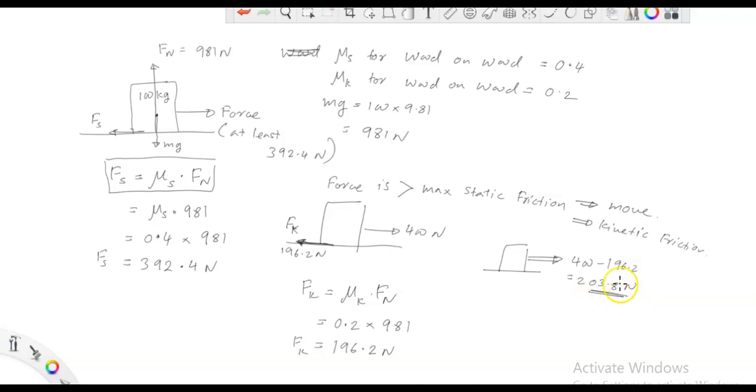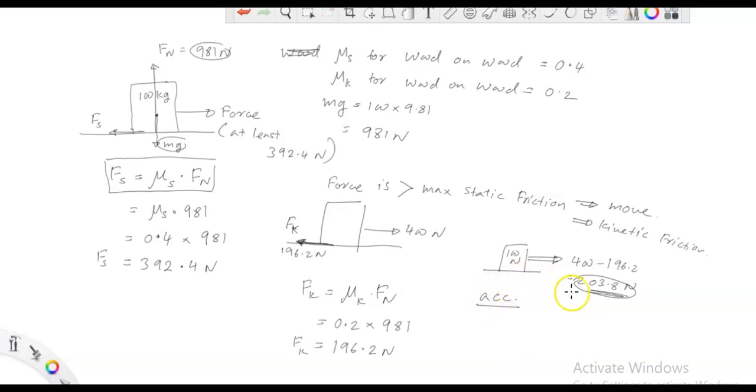Now what's going to happen? You have a net force acting on an object. Once we subtract the two forces, the applied force and the friction force, we don't need to worry about friction anymore because it's already taken care of, right? So this is the only force acting on the object. The object has a weight of 100 newtons. You don't have to worry about mg and Fn because they cancel out each other also. So the only net force acting on this object is this 203.8. So it's going to accelerate because there is a net force.